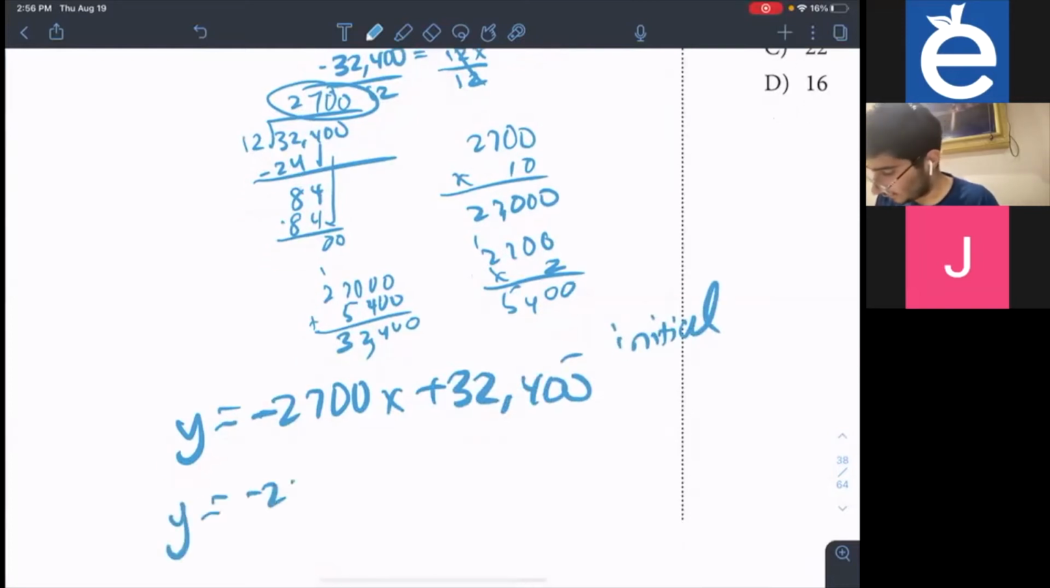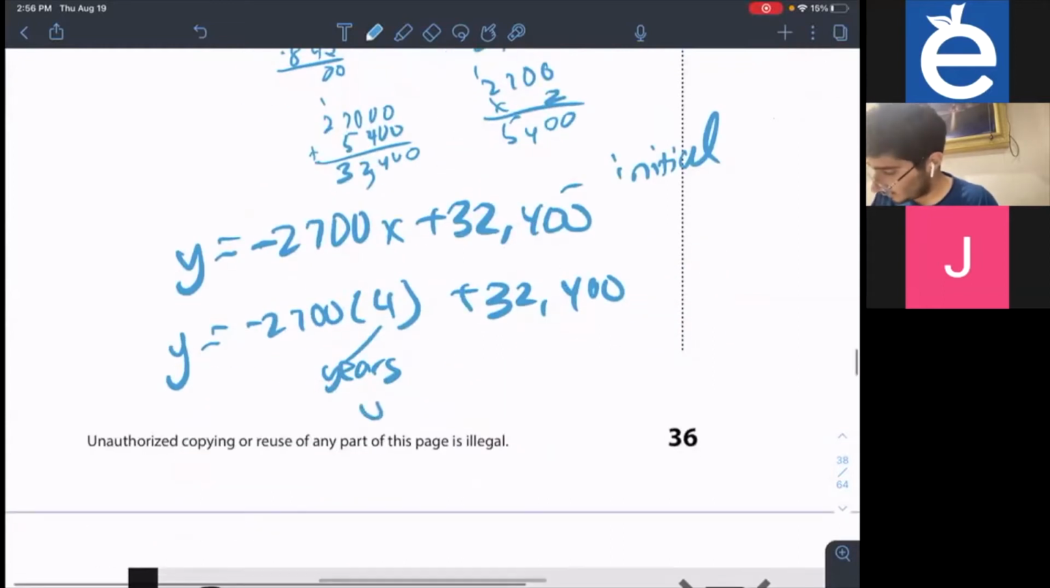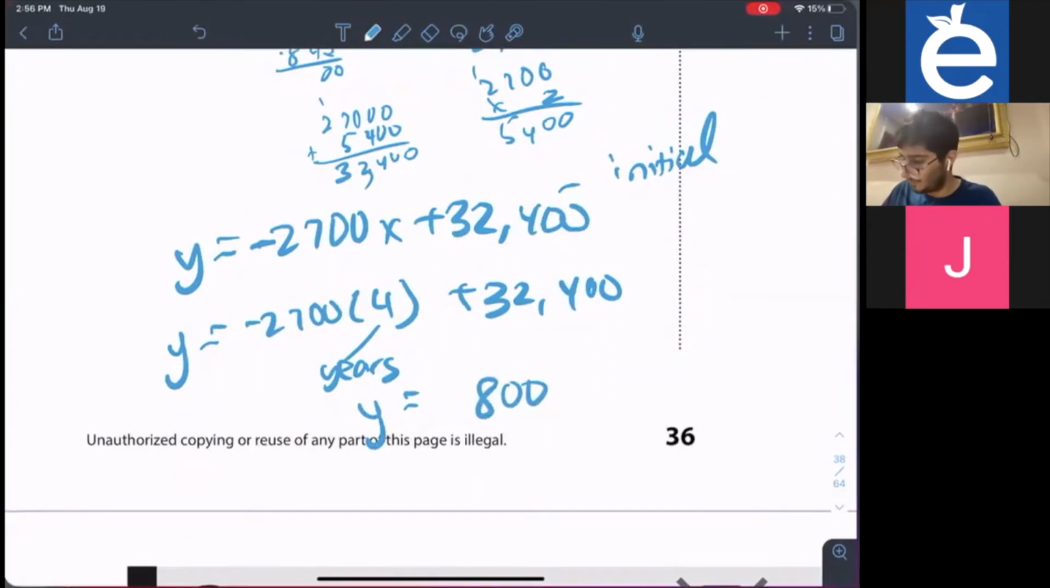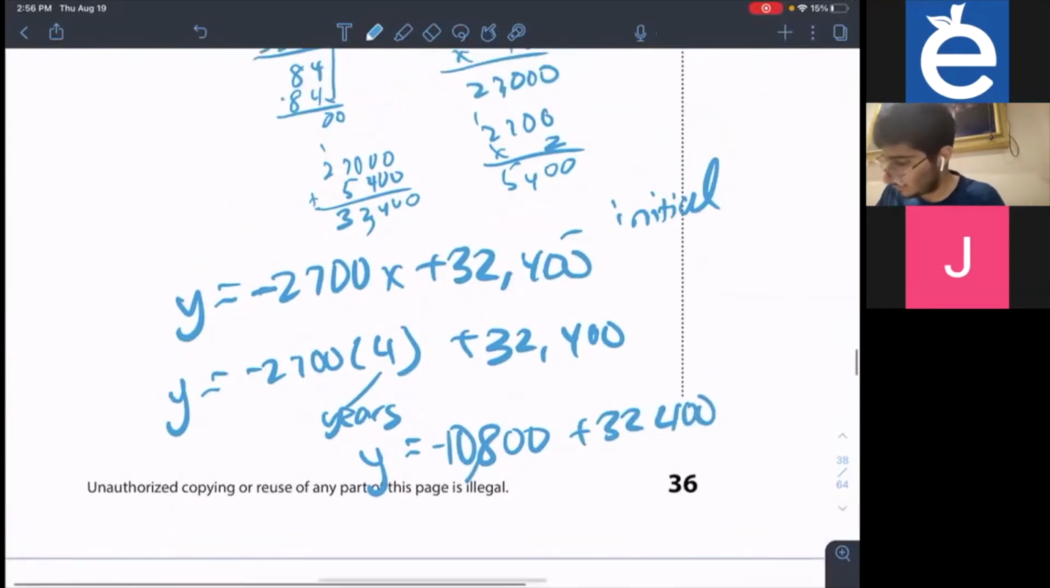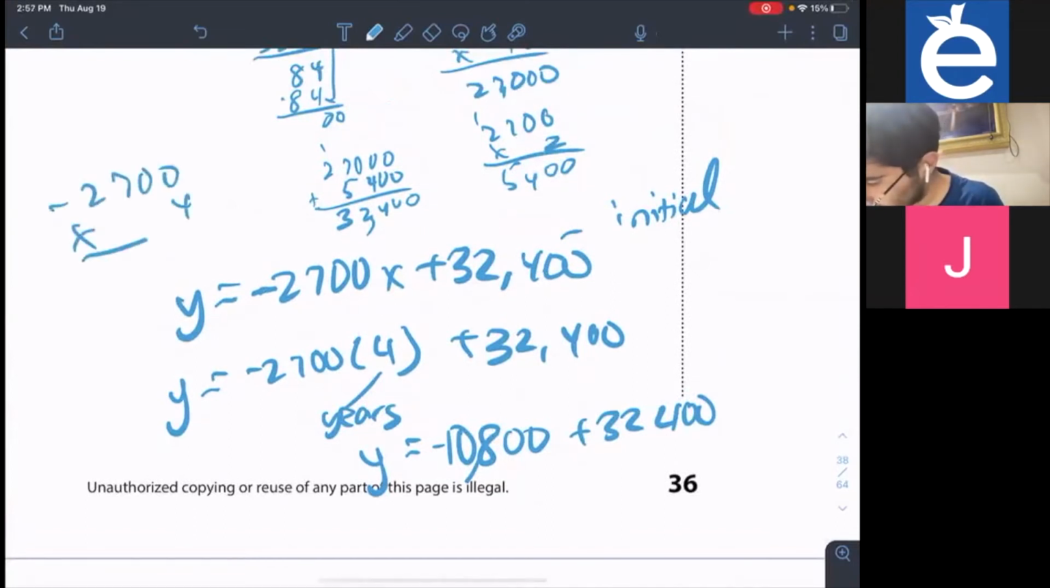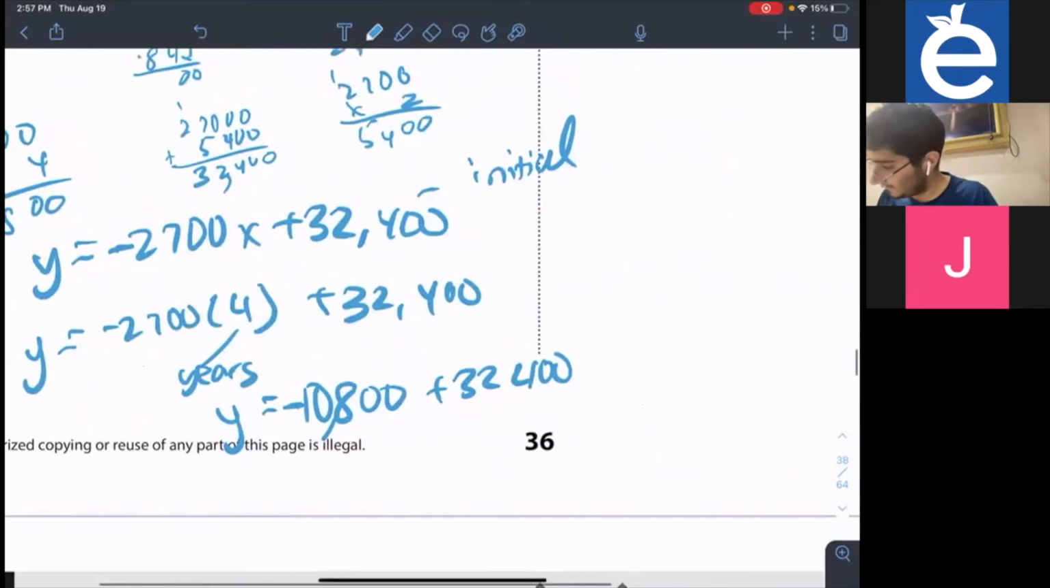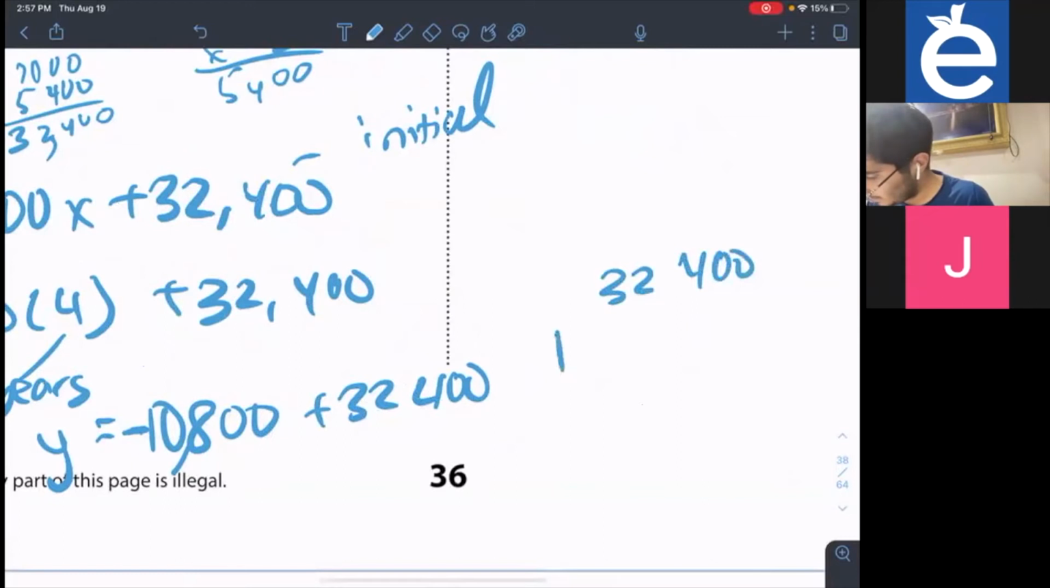And then y is equal to negative 2,700 times 4 because it's the 4 years. 32,400. What's 4 times 7? 28. Carry the 2. Negative 2 times 4 is 8. Negative 10. Right? It becomes negative, and then you just add. It becomes 32,400 plus. If you're adding a negative, it's just basically subtraction.